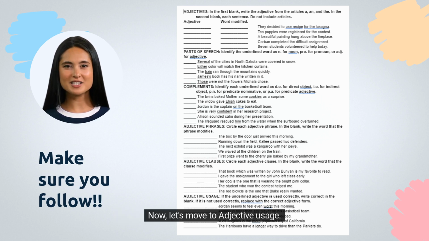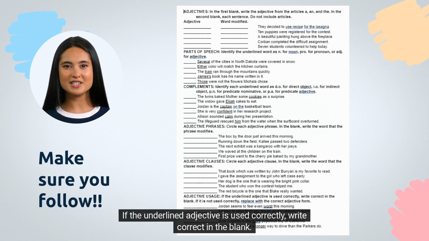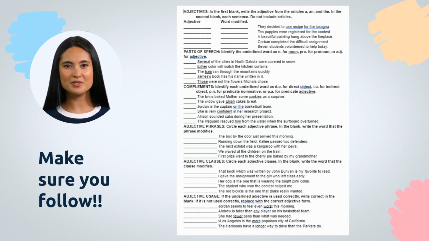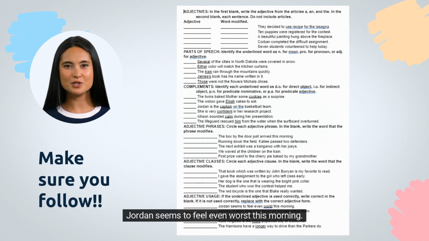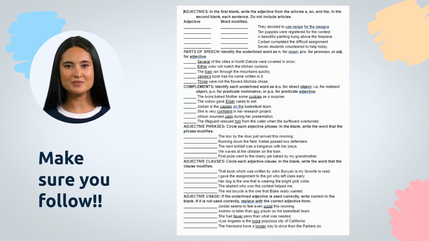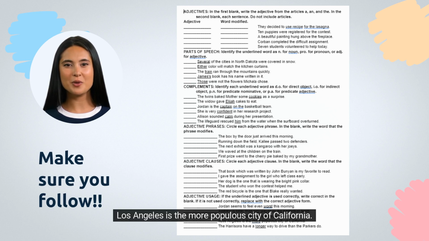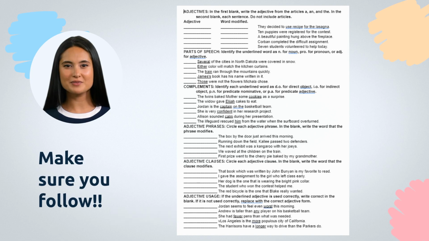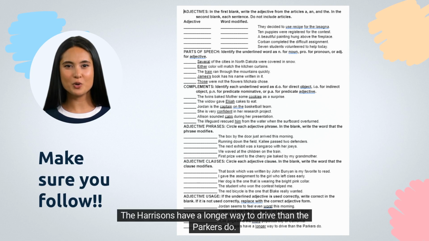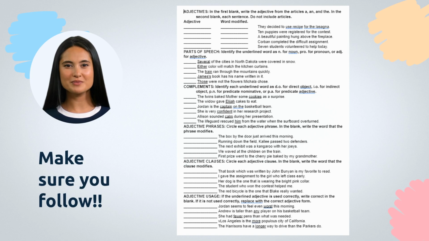Now, let's move to adjective usage. If the underlined adjective is used correctly, write correct in the blank. If it is not used correctly, replace it with the correct adjective form. Jordan seems to feel even worse this morning. Andrew is taller than any player on his basketball team. She had fewer pins than what was needed. Los Angeles is the more populous city of California. The Harrisons have a longer way to drive than the Parkers do.